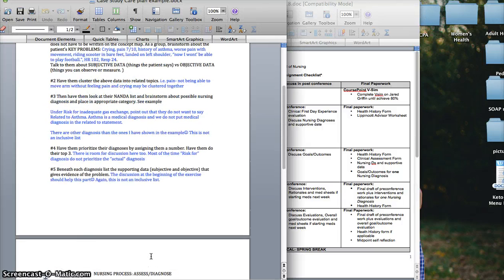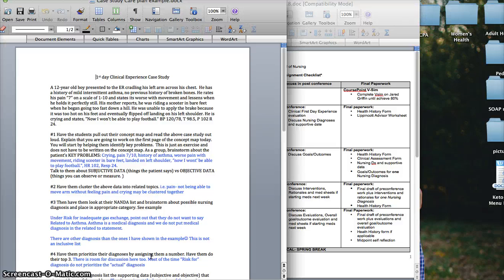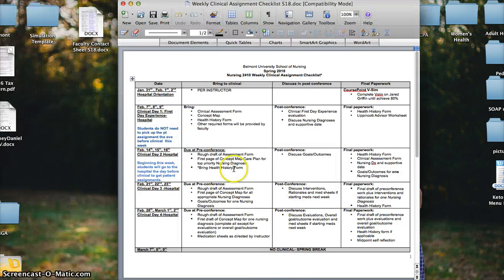This is just the activity that you're doing with your students. They're not turning any of this in. This is just basically getting them ready for the coming week. So let them know that the next week when they come, they're going to have a rough draft of that assessment form, so the paperwork that they come and begin to fill out as they're picking up their patient assignment. But because you've just gone over this, now they need to have the first page of their concept map for top priority nursing diagnosis.